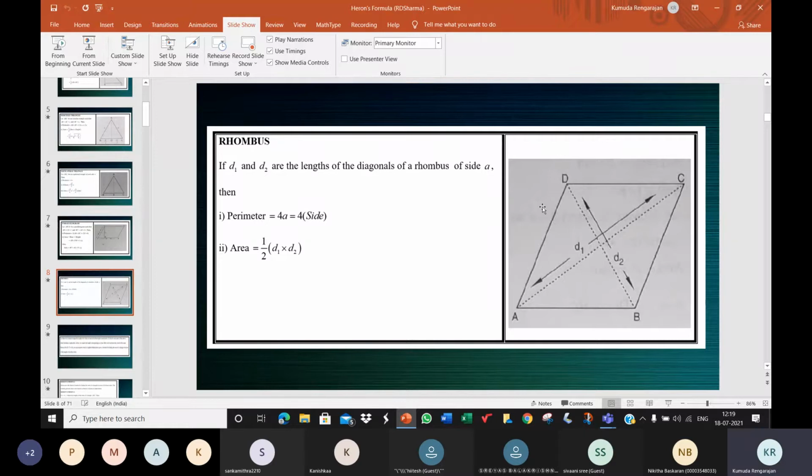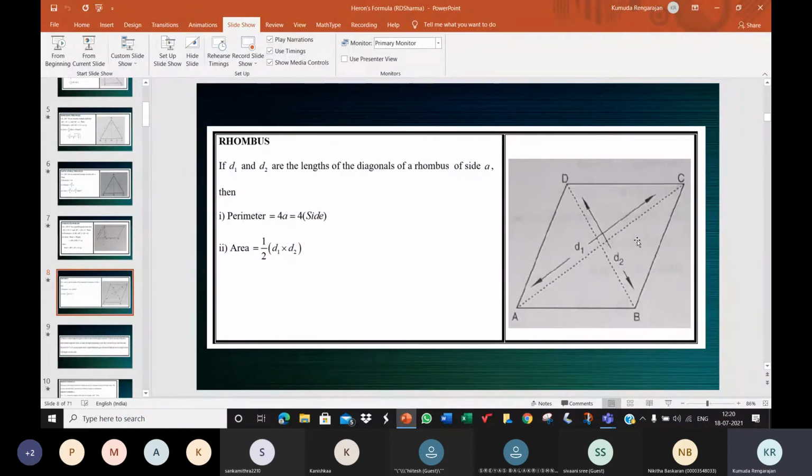So this angle is a right angle, and everywhere it's a right angle. So each of these is a right triangle.